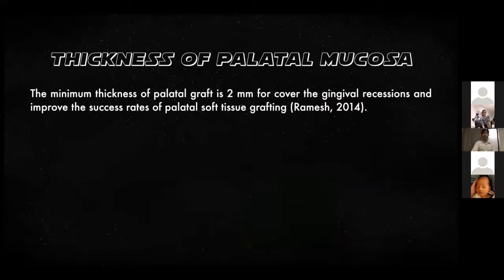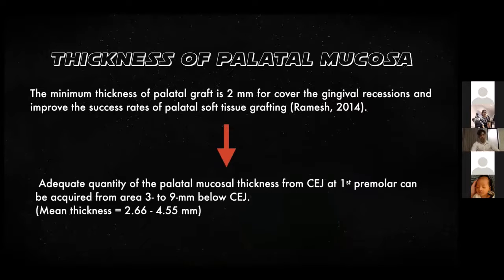This may suggest that the minimum thickness of a palatal mucosal graft should be at least 2 millimeters for covering gingival recession and improving the success rate of palatal soft tissue grafting. According to our study, an adequate quantity of palatal mucosal thickness can be acquired from the area 3 to 9 millimeters below CJ from the first premolar.